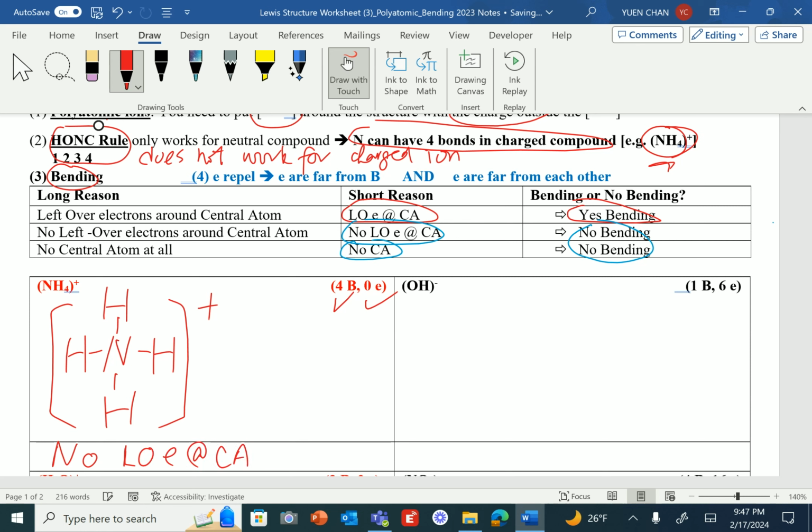So that will be no bending. No bending. And because no bending, we will continue to write no bending.